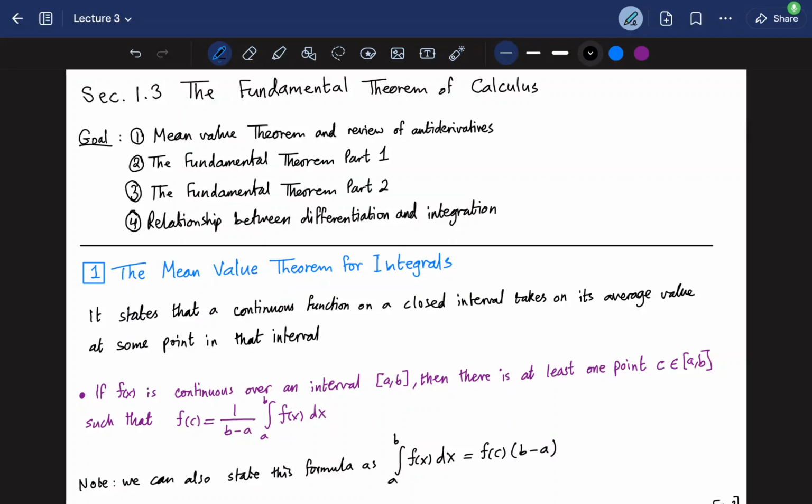In today's lecture, we're going to talk about section 1.3, which is the fundamental theorem of calculus. We have four main goals today. We want to cover the mean value theorem. I'm going to review the antiderivative definition, and we'll talk about the indefinite integral. We're going to cover fundamental theorem of calculus parts 1 and 2, and then we're going to compare differentiation with integration.